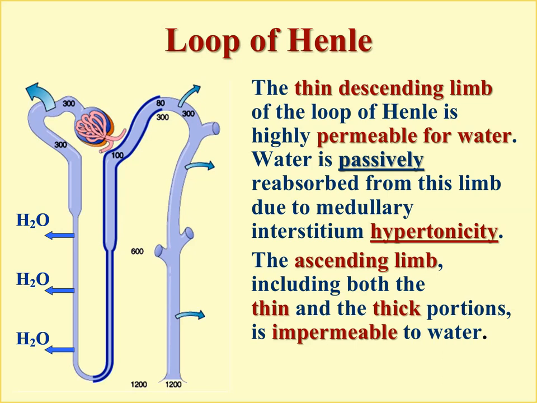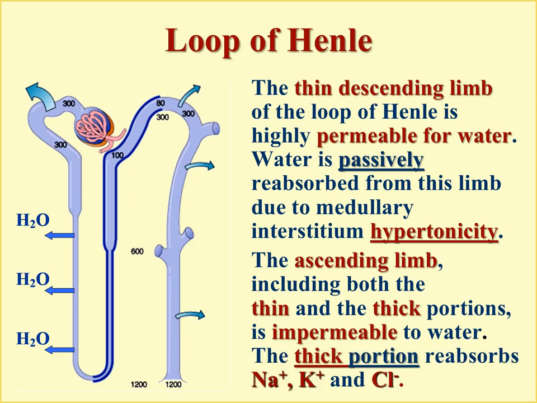But instead, there are active processes of ion transportation, and only the thick portion of the ascending limb of the loop of Henle reabsorbs sodium, potassium, and chlorine. Each molecular device that transports these ions transports in one cycle two positive ions, sodium and potassium, and two negative ions, both chlorine ions. So four ions are transported per each cycle, and they create this hyperosmolarity or hypertonicity of the interstitium.